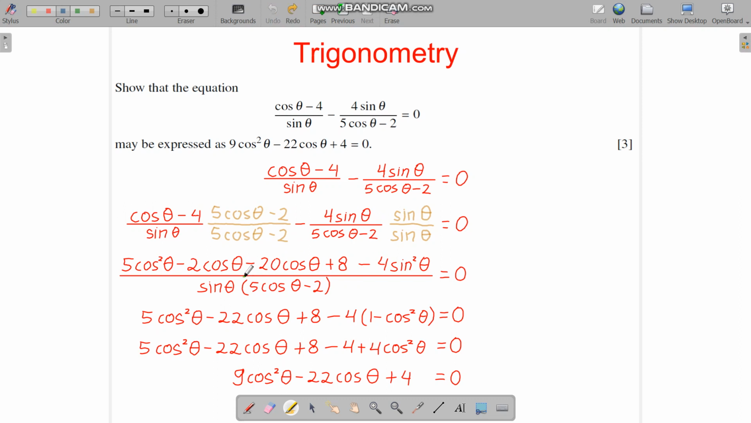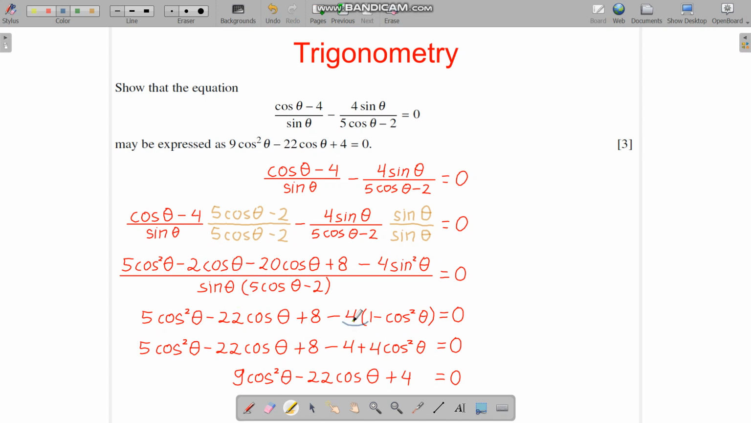Of course, we have the same denominator, which is sine times 5 cos minus 2, which is not important because when a fraction is equal to 0, the numerator is equal to 0. So we just have to look at the numerator equals 0. Or you can think of this as multiplying both sides by the denominator, so we cancel out the denominator. And now we use the Pythagorean. Sine squared is equal to 1 minus cos squared, and at the same time we simplify. Minus 2 cos minus 20 cos, that's minus 22 cos.